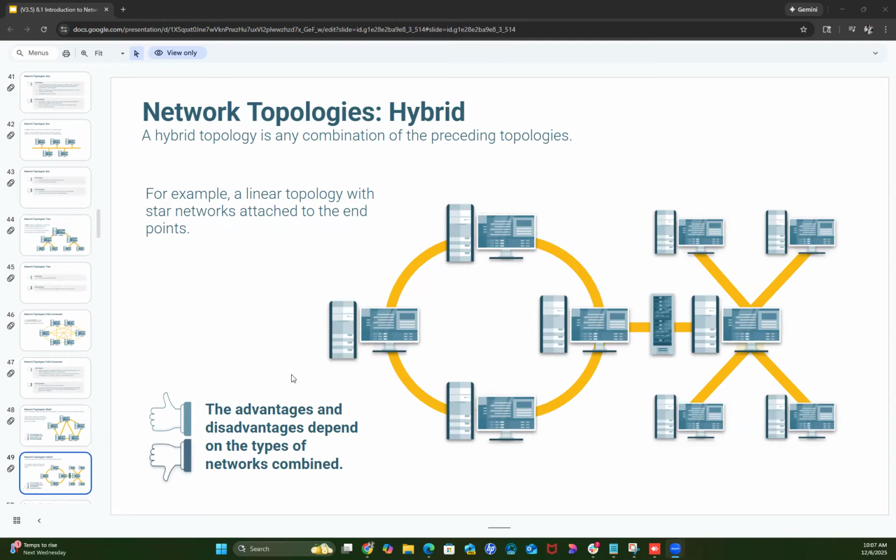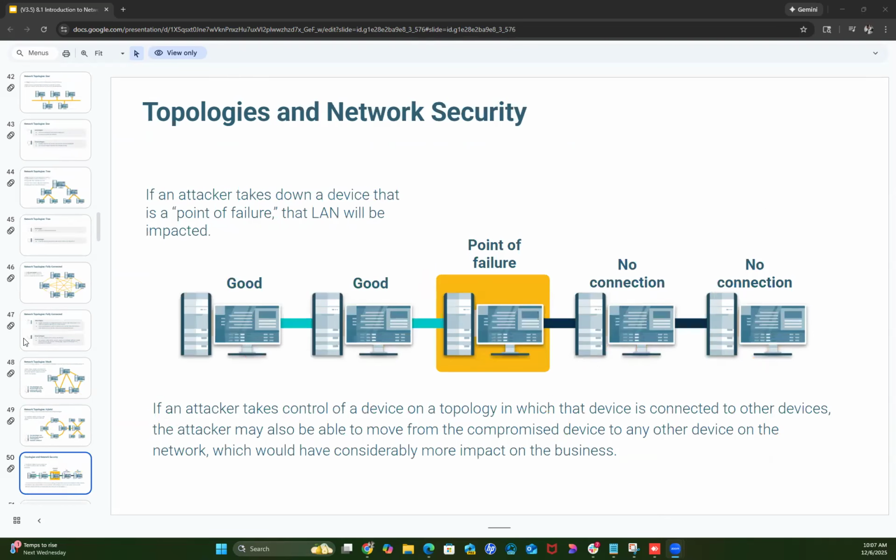Another is hybrid network. A hybrid topology is any combination of the above topologies. For example, a linear topology with a star network attached to the endpoint. The advantages and disadvantages depend on the topology and how it is connected.